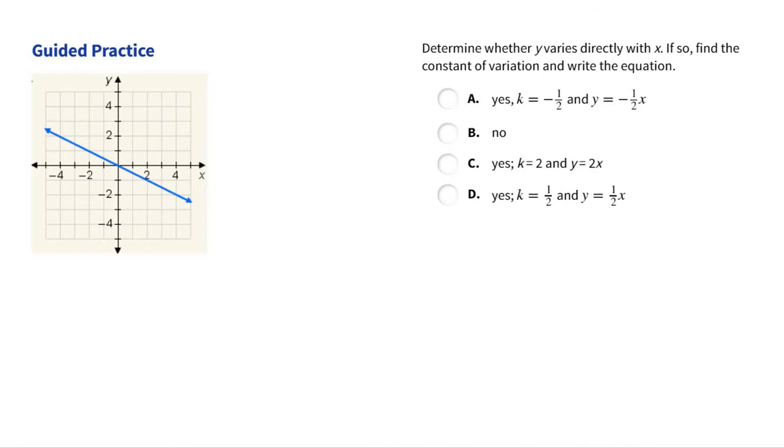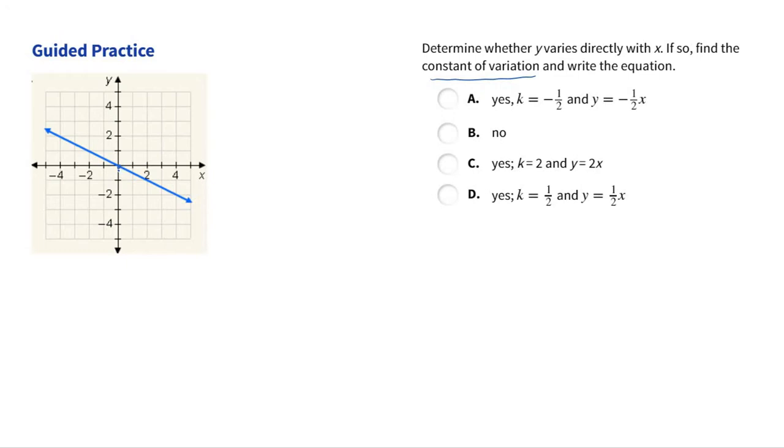Looking at a graph here, determine whether y varies directly with x. Well, what do you look for? Is it a line? Yes, it is. Does it go through the origin? Yes, it does. If so, it's direct variation. Okay, so now they ask, what's the constant of variation? Well, you're just looking for the slope.